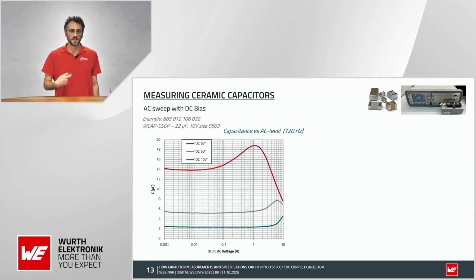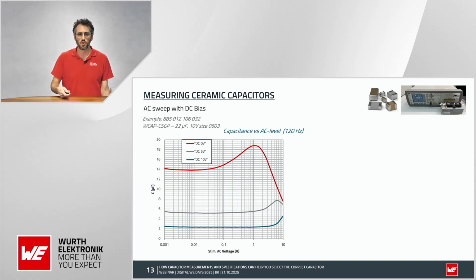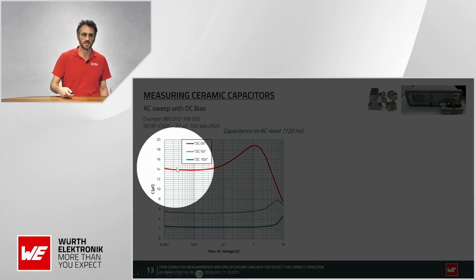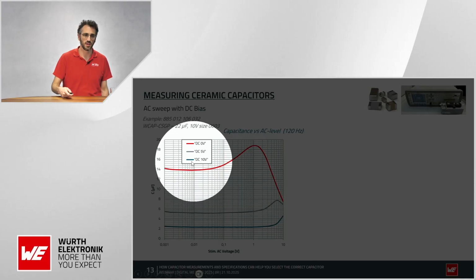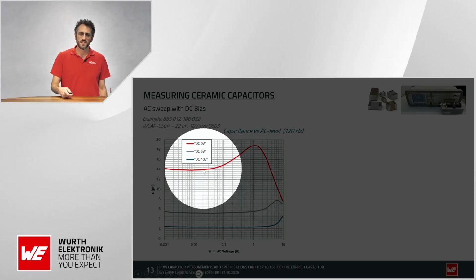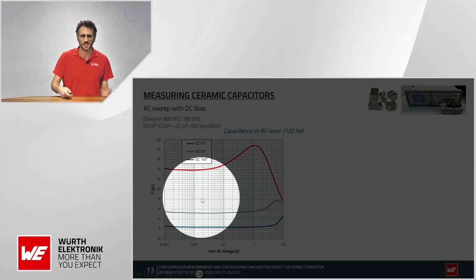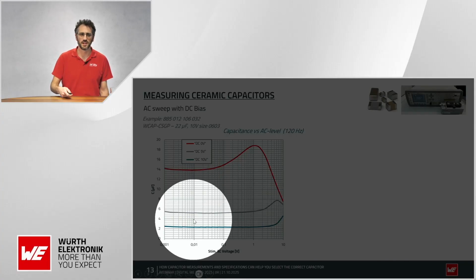Again, I repeat about the AC level. If we see this curve, the red one is the same as I showed you before, but it's another component. And you can see it's quite, maybe the capacitor is specified here, but at low level we have this. But what is the relationship with DC bias?